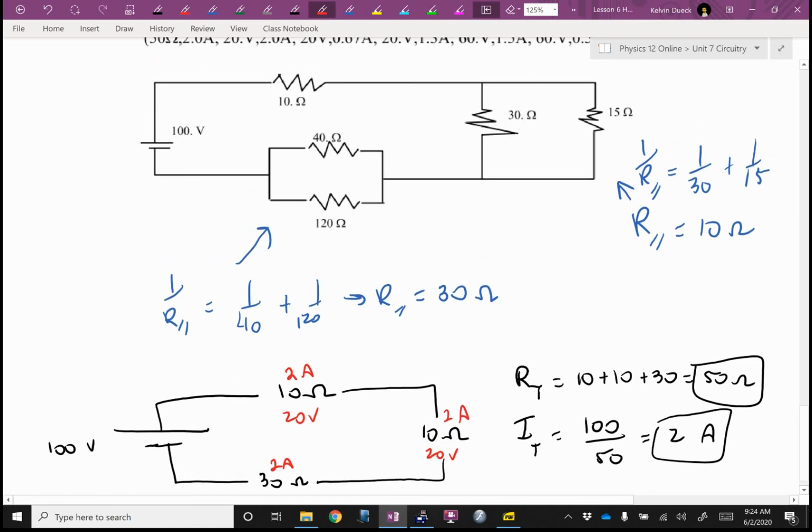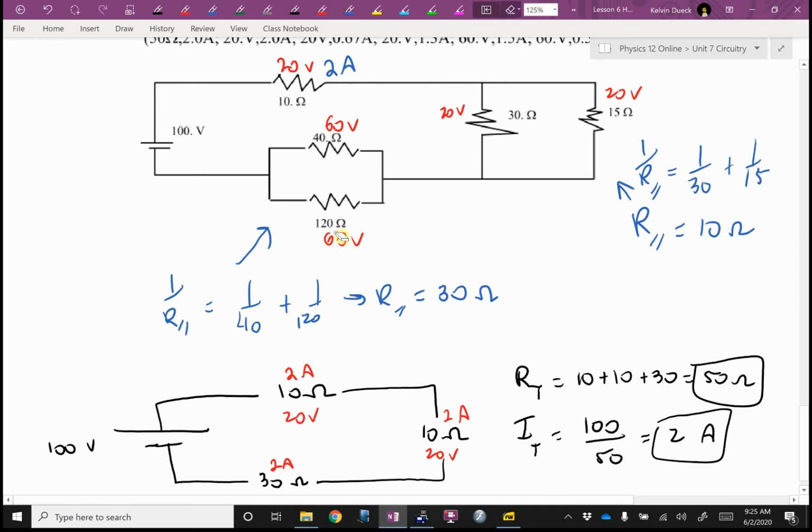So up here, this has to be 20 volts. This has to be 20 volts. This has to be 20 volts. This has to be 60 volts. This has to be 60 volts. And now I know two things. Well, I already know 2 amps is going through there.